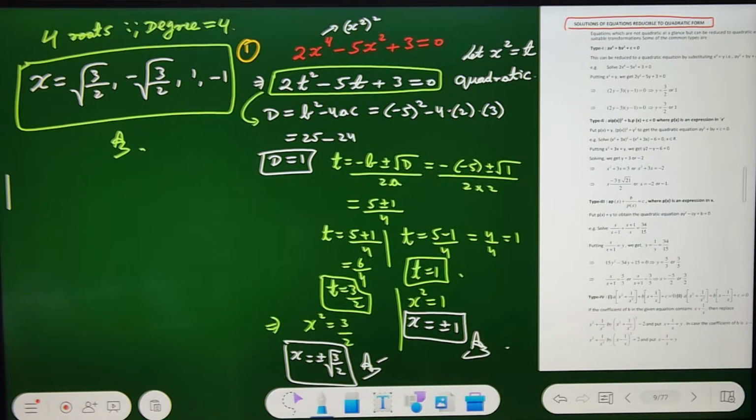Is the question "solve reducible equation"? No, just solve the equation. You yourself have to use your mind that you have to reduce it. They won't say reduce and solve. They won't say find the d and solve. They won't say use the formula x equals to minus b plus minus root d by 2a. Okay. They will just say solve. Nothing more than that.